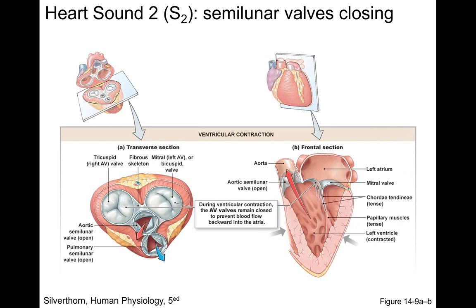The second heart sound, or the S2 heart sound, is when the semilunar valves are closing. So this occurs at the end of systole. During systole, the ventricles are contracting, generating pressure in the ventricles, which forces open the semilunar valves, injecting blood into the arteries. And then when the pressure in the ventricles falls below that in the arteries, this causes blood to flow backwards, snapping shut the semilunar valves. This causes the second heart sound, or the S2 heart sound.